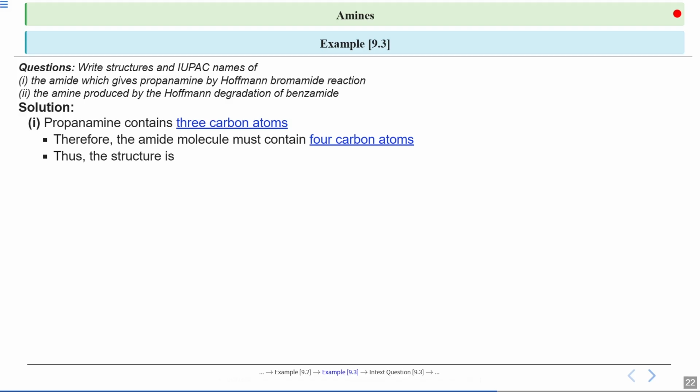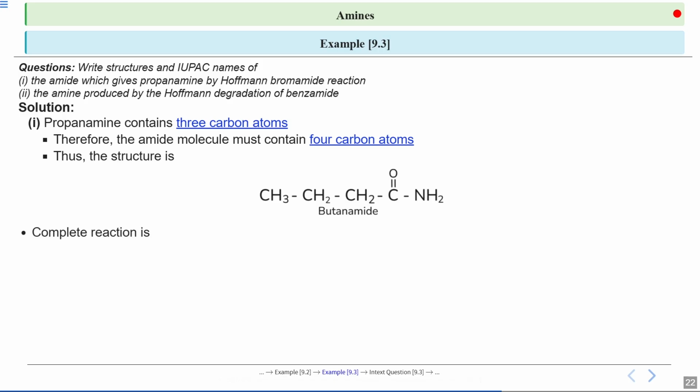Okay, students? So if we look at the structure of the required amide, here you can see the structure of the amide, which is butanamide. Notice this functional group, the amide group, C double bond O with NH2. And you will see this has one carbon atom more than propane amine. Propane has 3 carbon atoms, but this butanamide has 1, 2, 3, 4 carbon atoms.